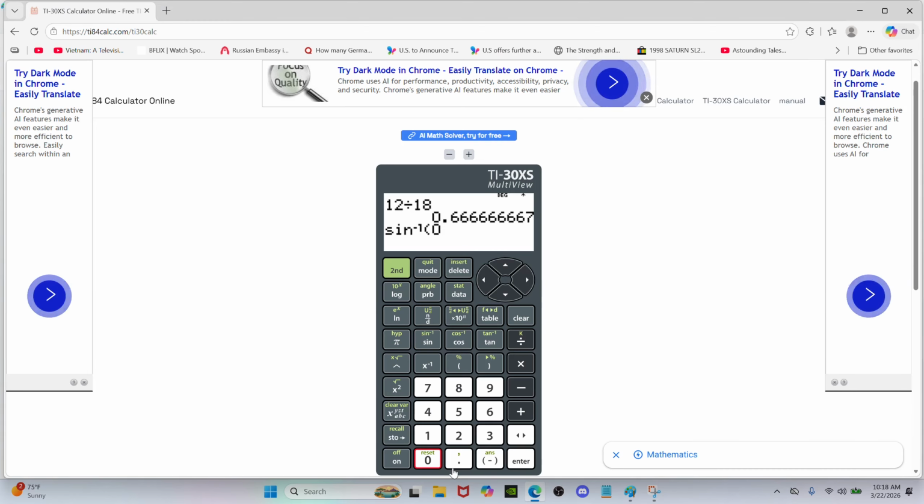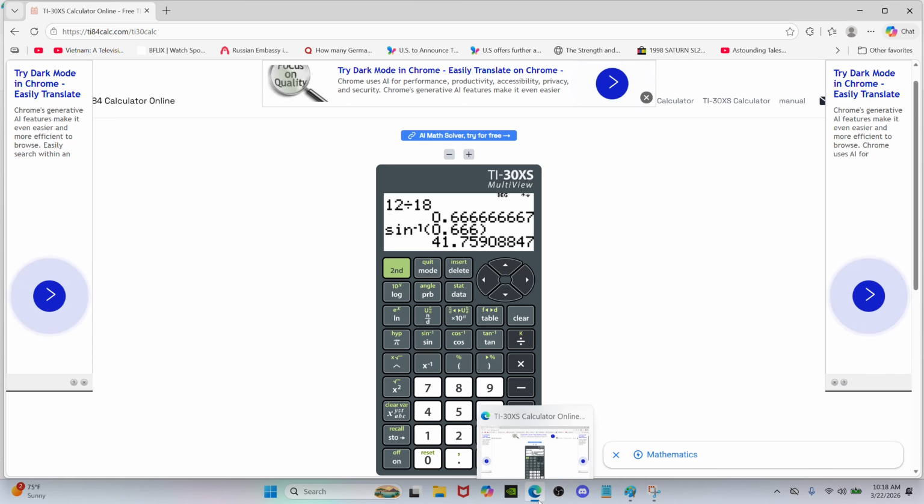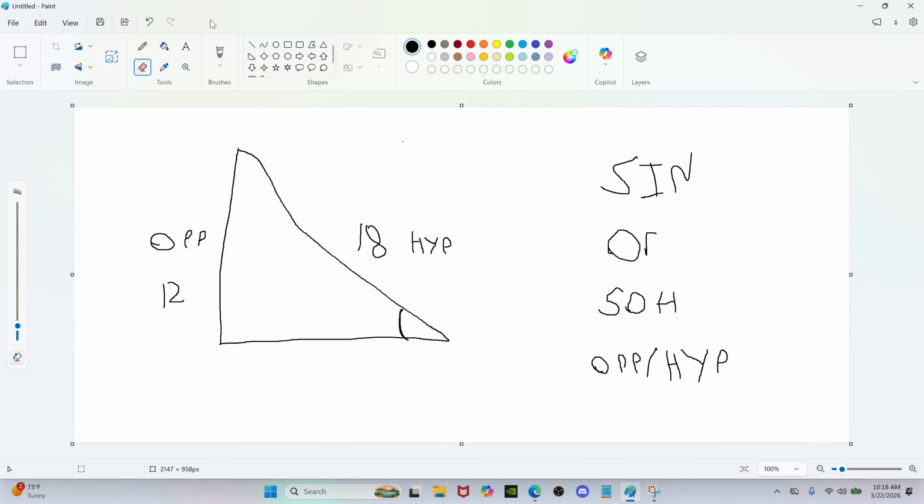And then I want you to enter 0.666. Sorry about that evil number. But that's it right here. And then we can round it to 42. So that was the original angle before, and then we just found it again. So that's the key difference between regular trig and inverse trig.